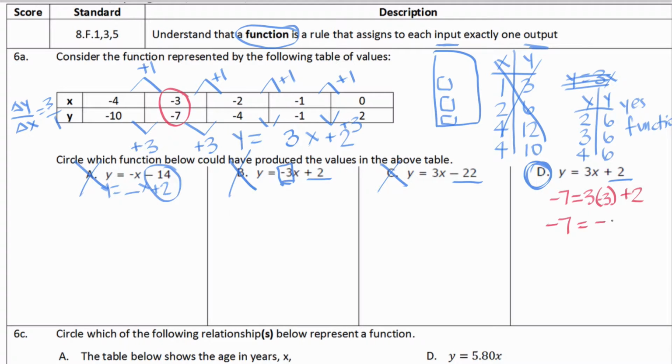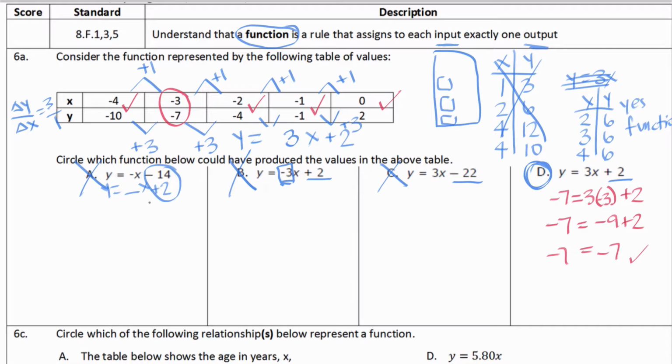-7 equals -9 plus 2. What's -9 plus 2? It's -7. Hey, it worked. I could check every other value in this table. When x is 0, times 3 is 0, plus 2 is y. Hey, that worked. When x is -1, times 3 is -3, plus 2 is -1, that solution worked. When x is -2, that makes -6 plus 2 is -4, that solution worked. Try this last one. 3 times -4 is -12, plus 2 is -10. That solution also worked. So every single one of these solutions, x and y values, makes my equation true.